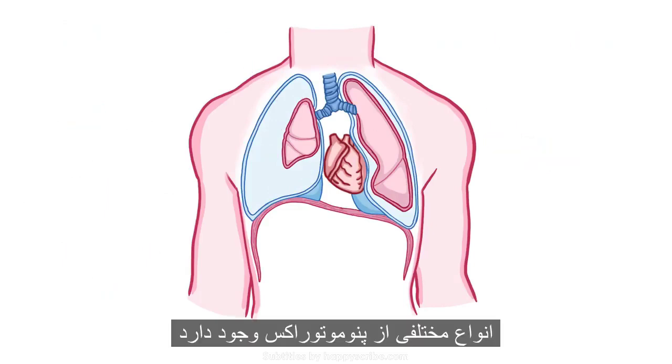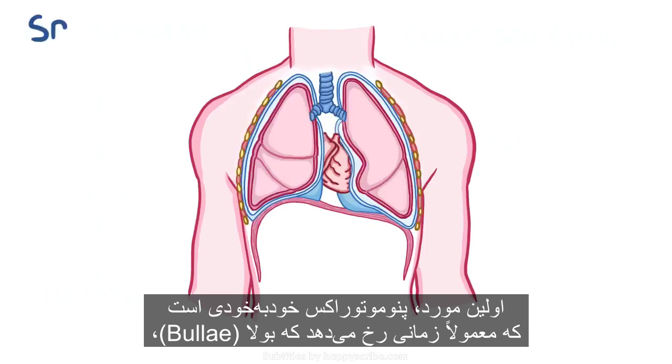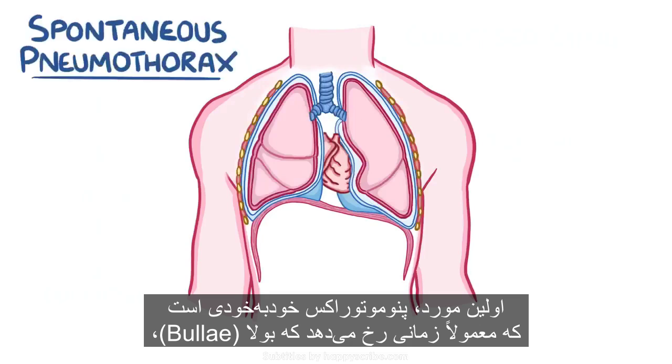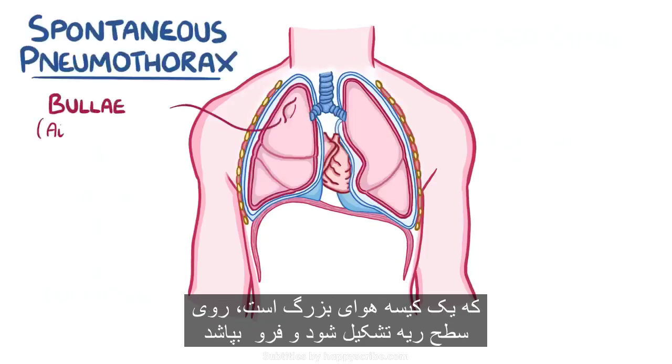There are many types of pneumothorax. The first is spontaneous pneumothorax, which typically occurs when a bullae, which is a large air pocket, forms on the surface of the lung and breaks.